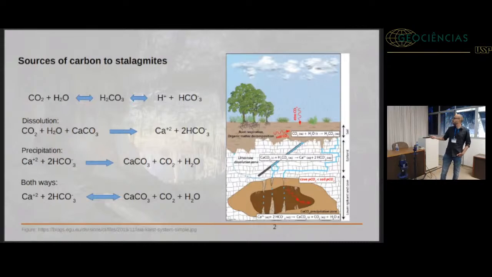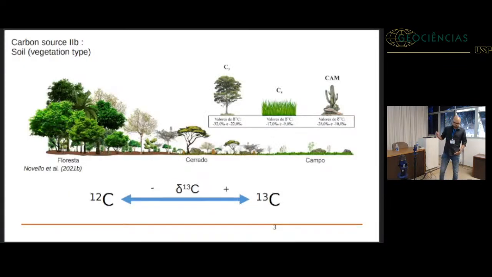Well, we have CO2 in the soil, and then we have also CO2 in the atmosphere. The amount of CO2 in the soil is much higher than in the atmosphere, so the importance of the soil is much higher. But there is a small contribution from the bedrock, the limestone, and also from the atmospheric CO2. So first, let's talk about the CO2 in the soil. Where does CO2 in the soil come from? Pretty much from the organic matter, which comes from the vegetation.